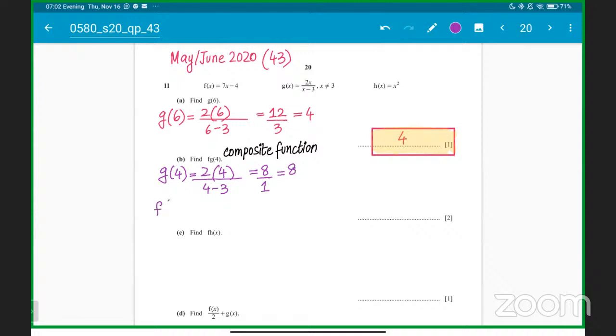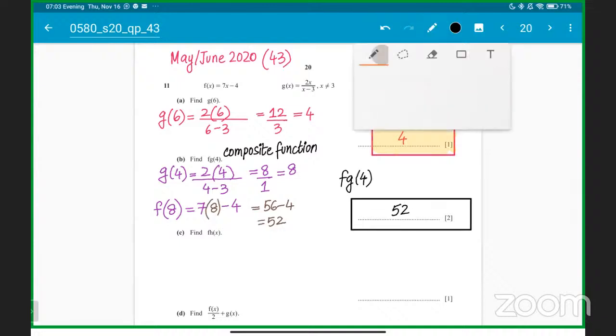And then whatever answer you got from there, students, you have to put it in the f function. So the f function is 7x minus 4. So eventually the f function is this, students. So I'm going to put in 8: 7 times 8 is 56, I think, right? 56 minus 4 should be 52. So we can say that the answer for fg(4), the composite function, is 52, okay, for 2 marks. Got it, everyone? See if any doubt for this, Claire?